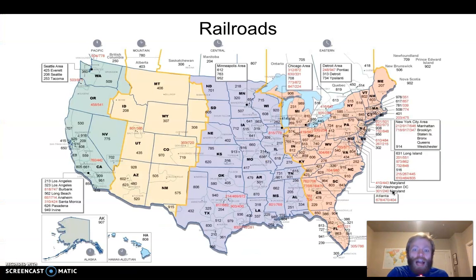Railroads also gave us time zones. Before this, usually each town set their own time, but after railroads, we need to have times coordinated, or there's more likelihood of having these different crashes happen. So they had to have time zones because of railroads.